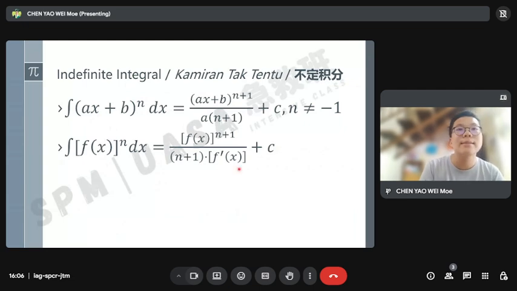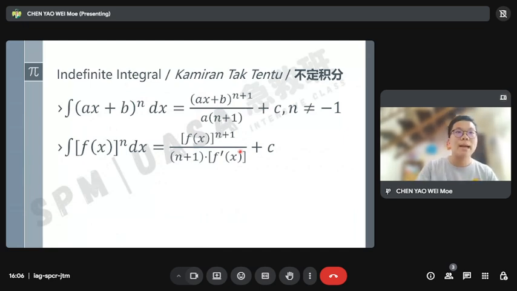This A is for the differentiation. I want to differentiate this one. That's why I use the composite function. So just now I said the integration is actually related to the equation of a curve.